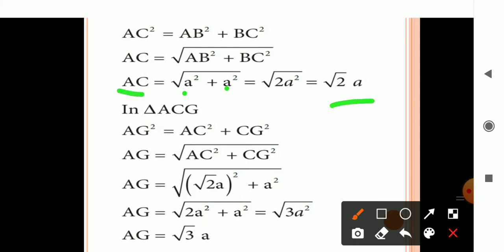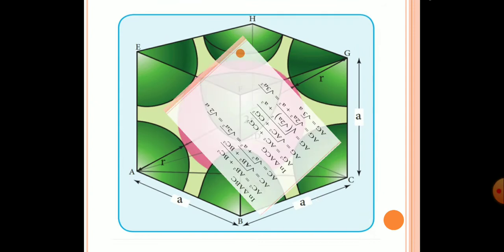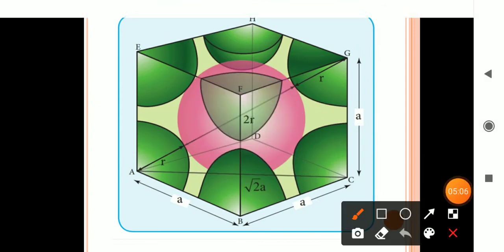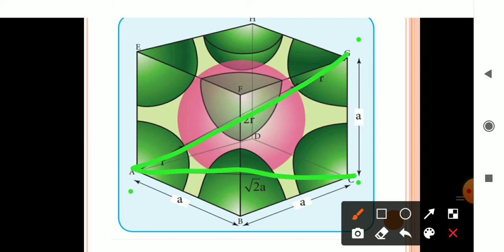AC is equal to root 2A. So we have got the value of AC. This is step number 1. Then again we are taking another triangle, which is triangle ACG. Let us see where is triangle ACG. Look here, this is A, this is C, and this is G. Let us take this triangle A, C, and G.